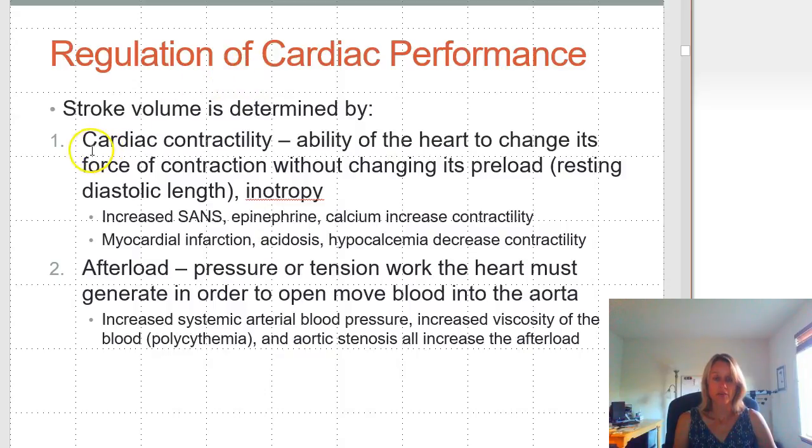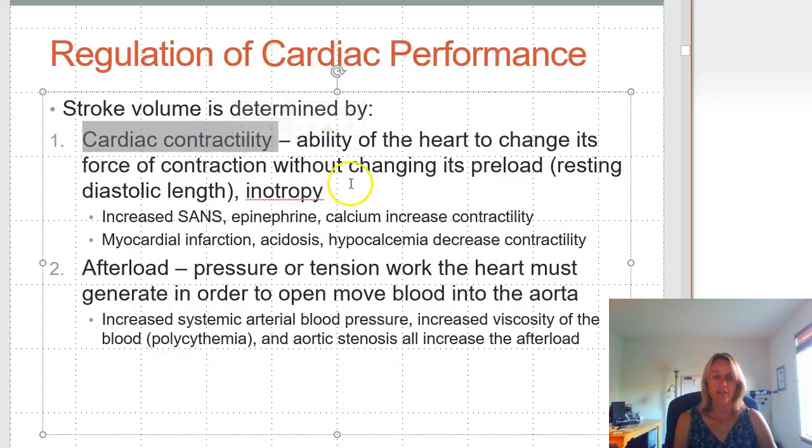Stroke volume is also going to be determined by the cardiac contractility, and this is the ability of the heart to change the force of contraction, to increase the force of contraction without changing the preload. So in other words, at the same end diastolic volume or preload, we have an increase in the force of contraction. This is also referred to as inotropy. And the force of contraction can be increased by the sympathetic autonomic nervous system, epinephrine, and extracellular calcium, and it can be decreased by myocardial infarction because we have less contractile tissue, acidosis, and hypocalcemia.